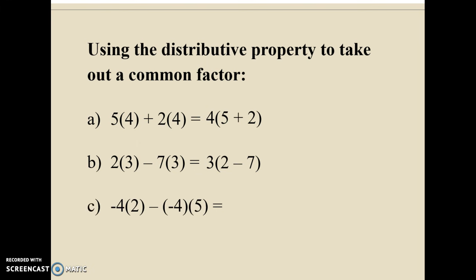The last one, negative 4 times 2 minus negative 4 times 5. So think about what is multiplying both times. It's negative 4. Negative 4 is the common factor. So I take it out and I leave 2 minus 5 inside the parentheses.